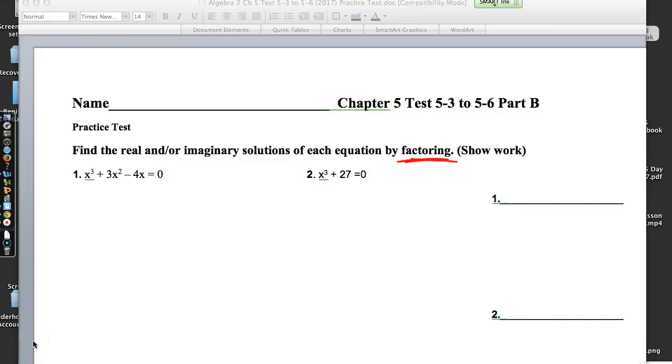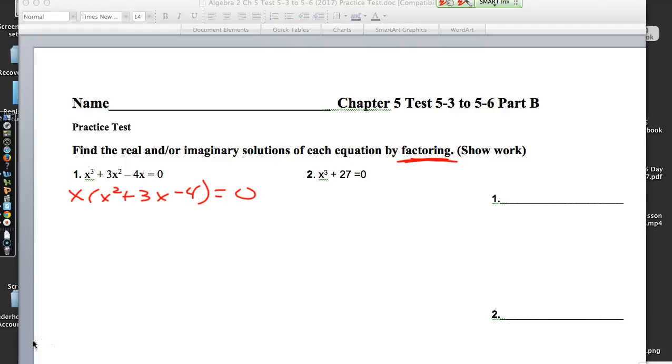Right, so all of these are going to be done by factoring. Take a peek at number 1. First step would be to do what? Greatest common factor is an x. Let's pull it out. So x times x squared plus 3x minus 4. First step in factoring, always, if there's a greatest common factor, take it out.